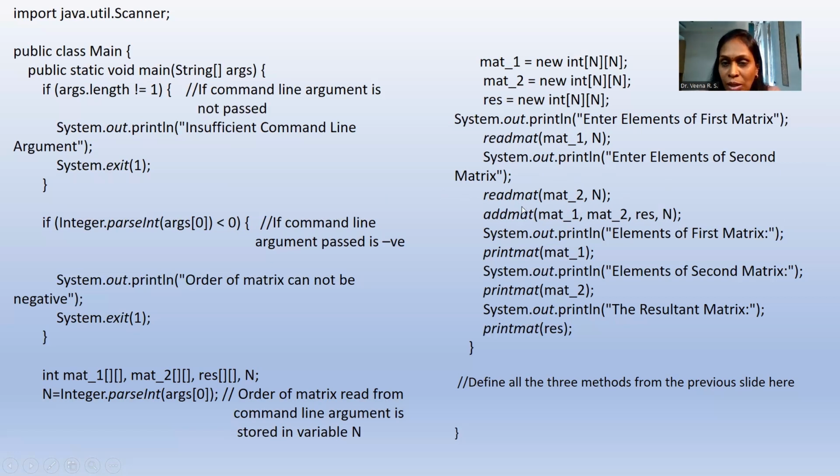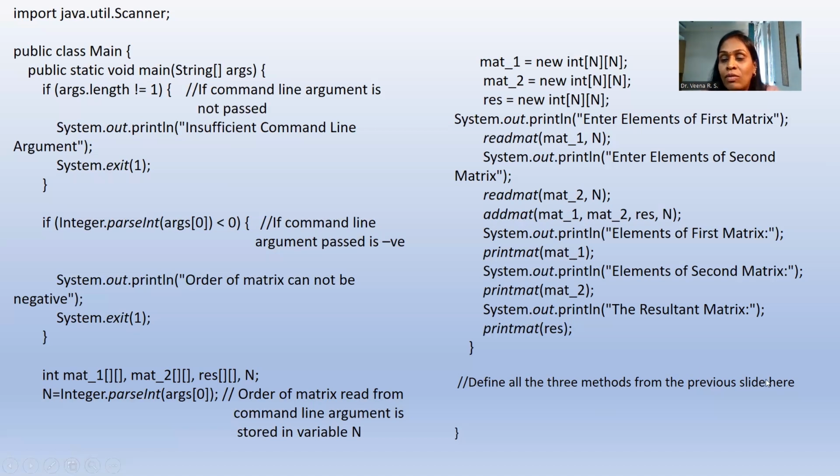After reading both the matrices, matrix 1 and matrix 2, I'll pass them to the add matrix method, which I have defined. Those two matrices should get added and the value should be stored in the resultant, all of them matrices of size n. Once the addition is done, now I want to display all those matrices.